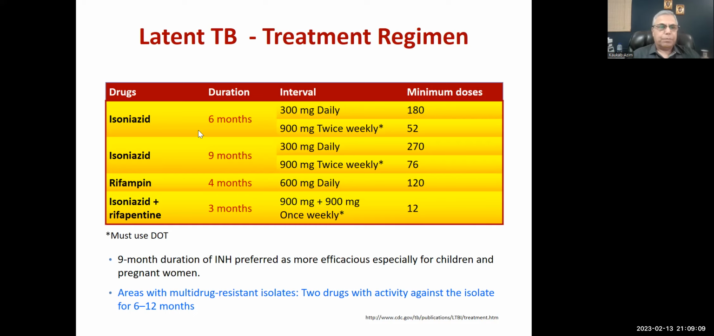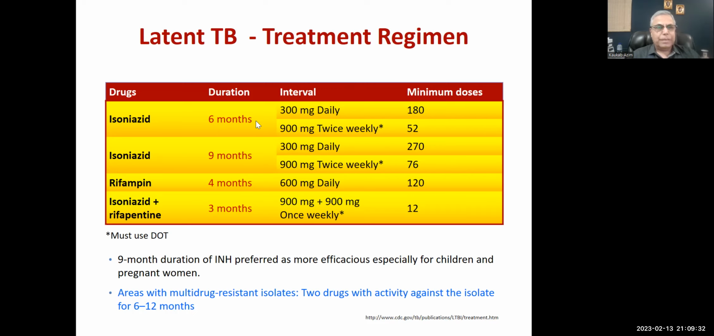So many options. We can give isoniazid for 6 months, 300 milligram, 180 doses. So the number of doses you have to know, because the number of doses is important. It is even more important than the duration for which you give the treatment, right? I hope this point is clear. You have to memorize the number of doses.